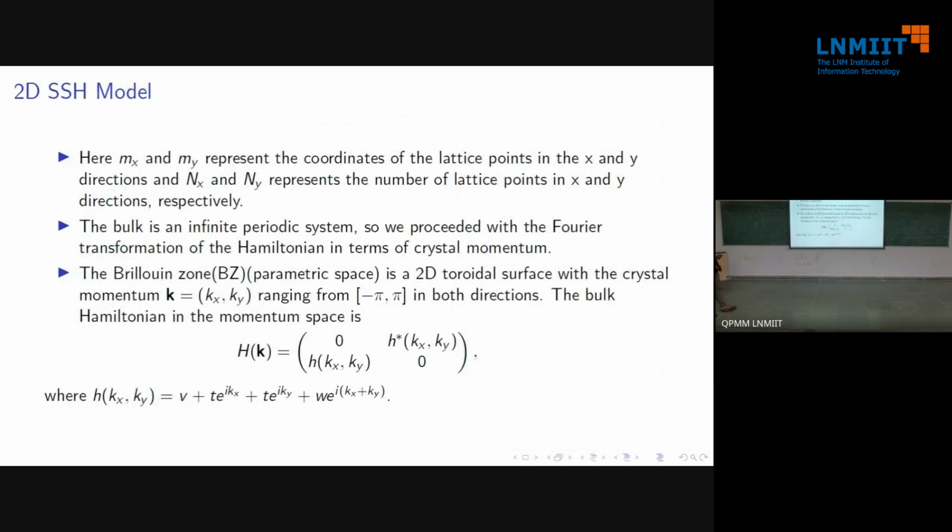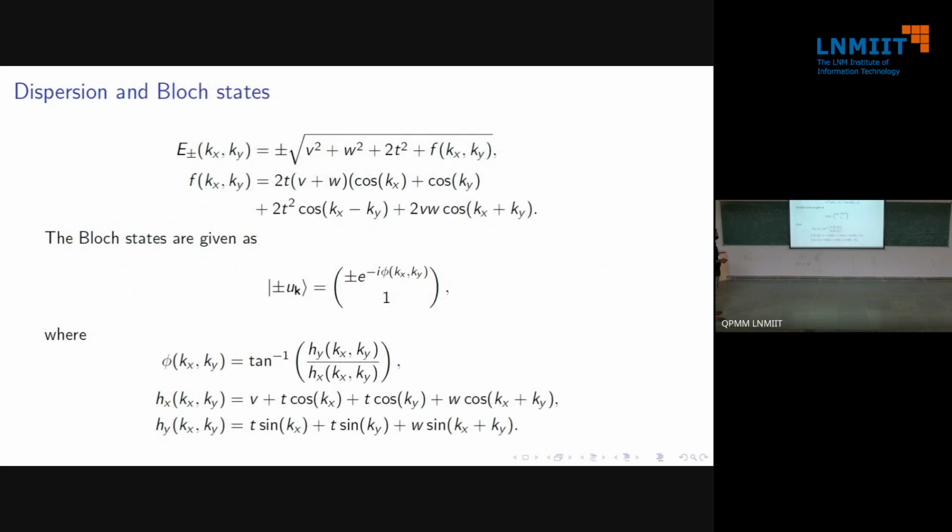We'll apply periodic boundary conditions by closing the system in both directions, where we can apply a Fourier transformation to the momentum basis. So our parameter space here will be a two-dimensional Brillouin zone, which is a 2D torus, and the momentum kx and ky goes from minus pi to pi, and the bulk Hamiltonian h(kx, ky) can be written like this. This term, because of this unique stacking, has a significant role in the higher order. So these are the dispersions, and this is the state vector, the Bloch vector.